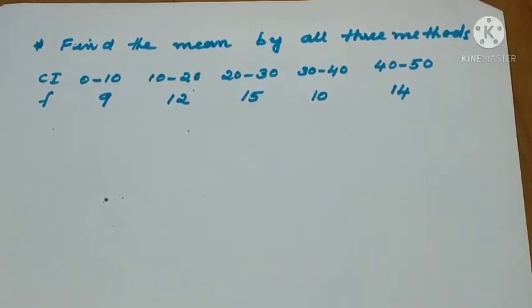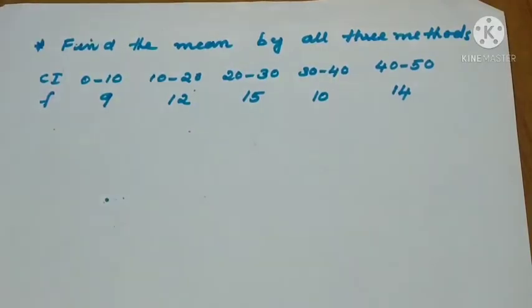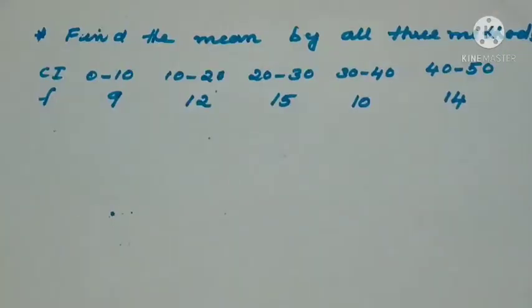We have already learned the three methods to compute the mean of the data. Now I'll repeat one question and calculate all the three methods here only. Find the mean by all the three methods. Class intervals 0 to 10, 10 to 20, 20 to 30, 30 to 40, 40 to 50. The corresponding frequencies are 9, 12, 15, 10 and 14. So the first method is the direct method.